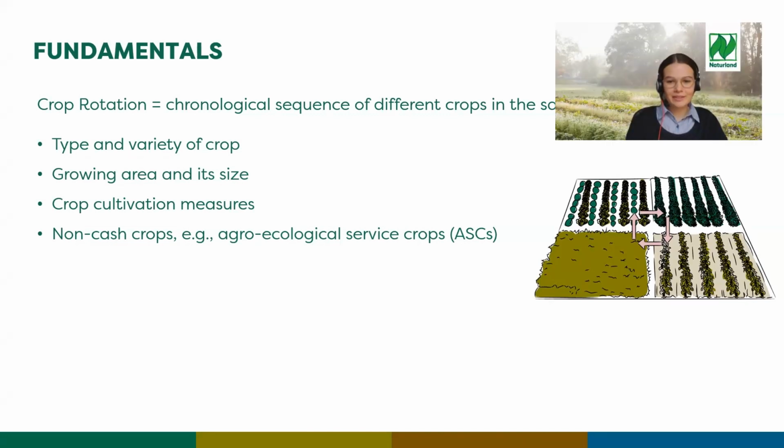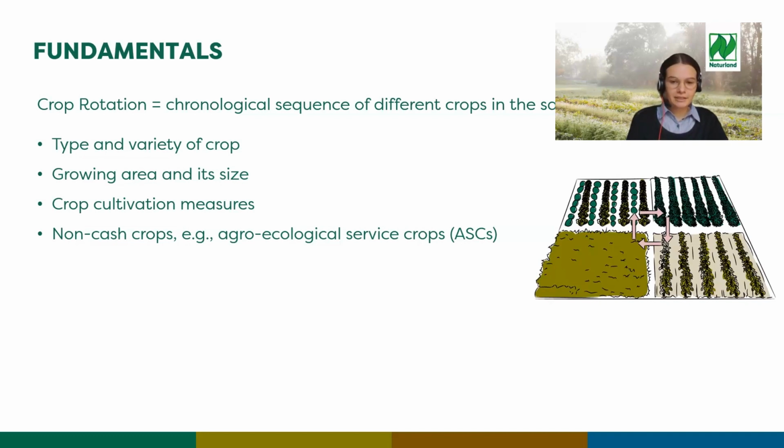Furthermore, when the biomass of an ASC is terminated and incorporated into the soil, they are considered green manure. They can also be cultivated in an intercropping system, then as so-called living mulches, growing beneath or next to the main crops for a longer period of time.